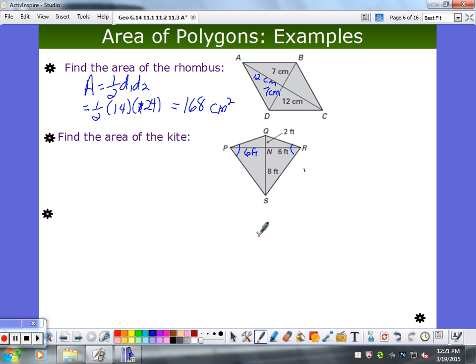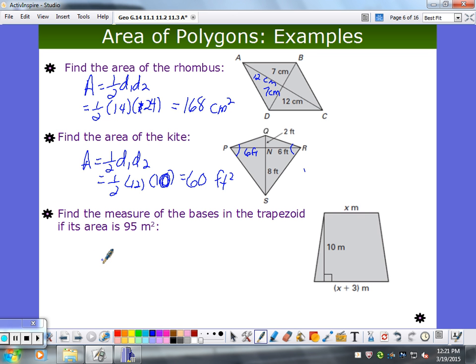So I want to find the area of the kite. Area is still 1/2 diagonal 1 times diagonal 2. So 1/2, the diagonal one, I'll call it this one, 12. And then what's the other diagonal? So I can kind of do this one in my head, right? I know half of 10 is 5, and 5 times 12 is 60 square feet. Don't forget to check what you're doing. Pretty easy. Okay, we're on example F already.